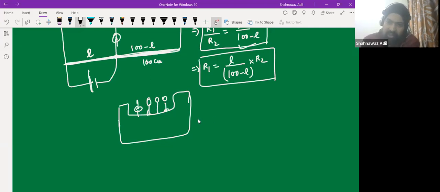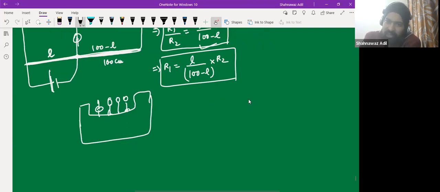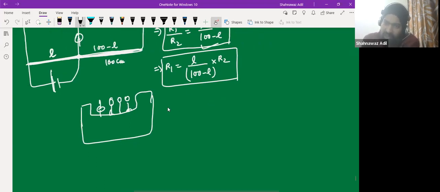Yes, 1 ohm. You just plug in those pins, and let's say you put 5 or 50, and generally you get the balancing point. Let's say that at 30 centimeter you get the balancing point. So this would be 30 divided by 100 minus 30, which is 70, and then let's say this is 6. So 6 times 3 is 18, so this would be 18 ohm. These would be the values.